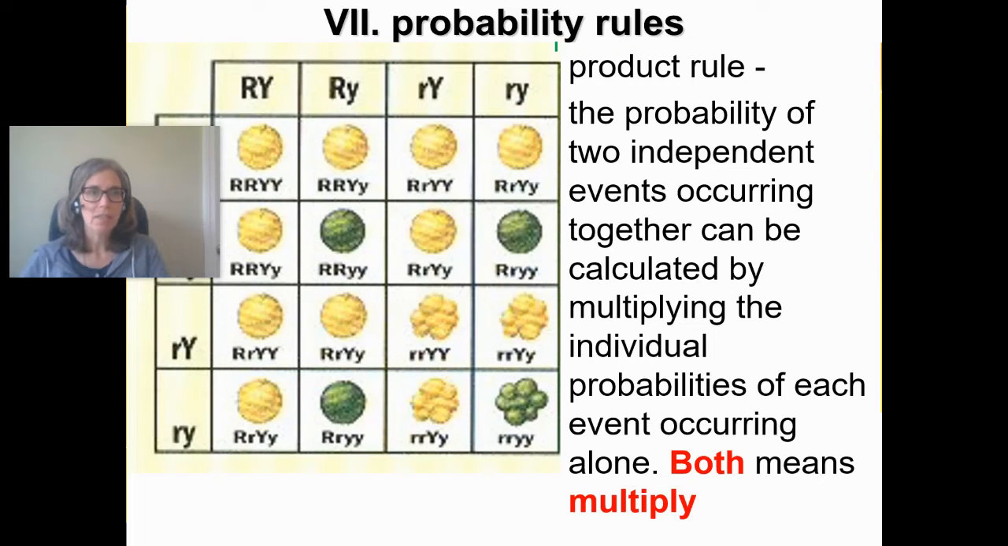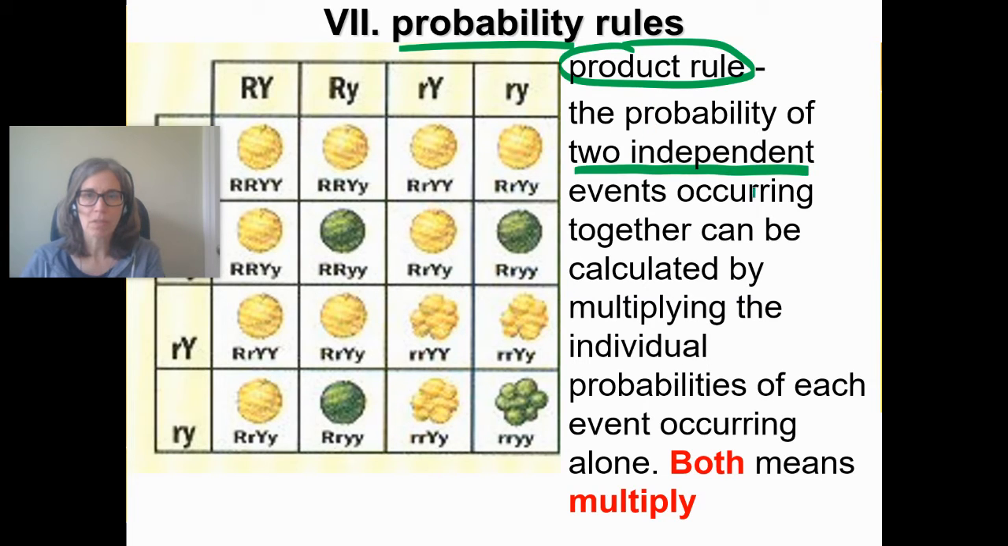Welcome to AP Biology. Today I want to go over a probability rule with you. It's called the product rule. The product rule says that the probability of two independent events occurring together can be calculated by multiplying the individual probabilities of both. So if you're looking for this and this, both things happening, then you would multiply.